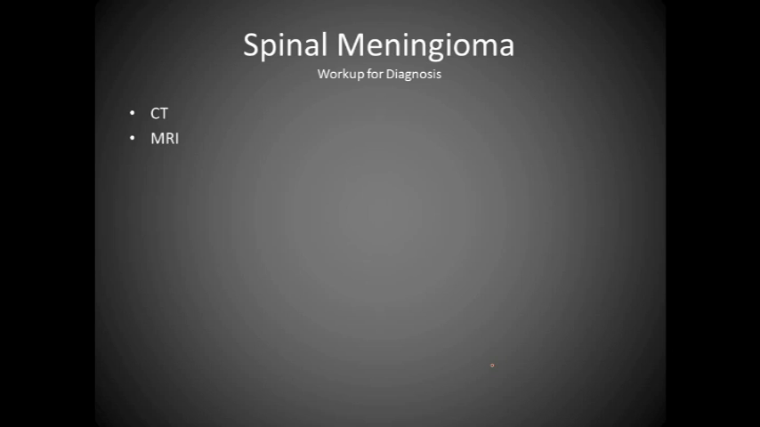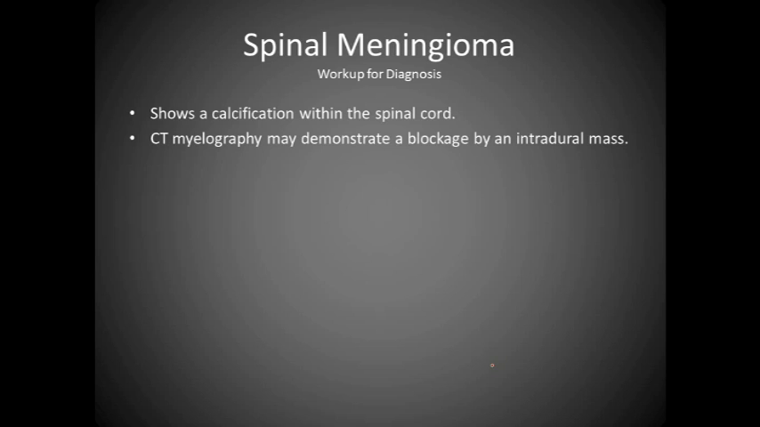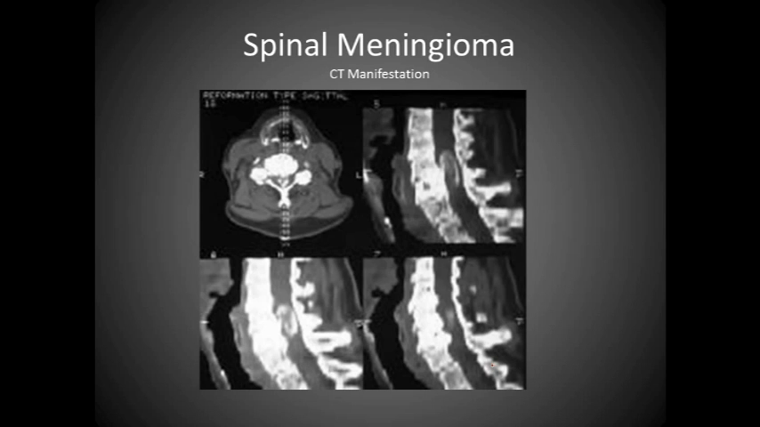CT or MRI will be efficient in demonstrating and diagnosing this. In terms of CT, spinal meningiomas show a calcification within the spinal cord. CT myelography may demonstrate a blockage by an intradural mass. So here we have myelography, and here we have the mass.